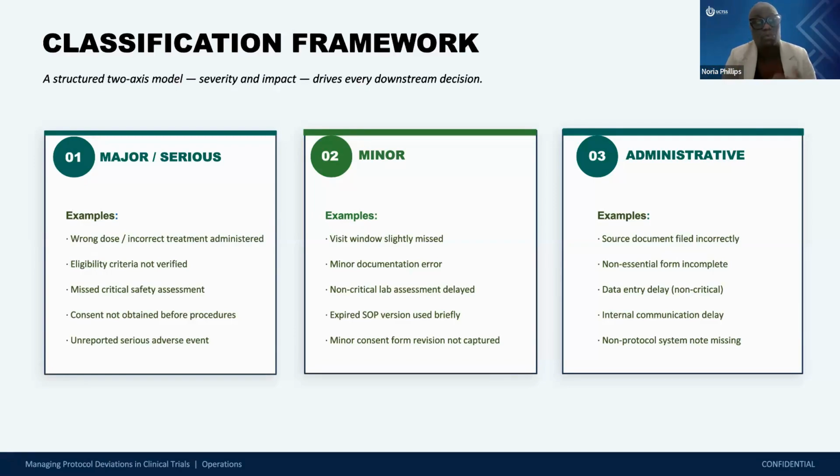So it's important that once it's identified that a wrong dose has been given, a lot of tests are performed. They collect biomarkers from the patient, or samples, blood samples mostly, from the patient. They conduct PV, and get all the results through. Eligibility criteria not verified, missed critical safety assessments, consent not obtained before procedures, unreported serious adverse event. Now, I want to go to that last point. Unreported is not just the fact that you had a serious adverse event, it's the fact that it's not reported.